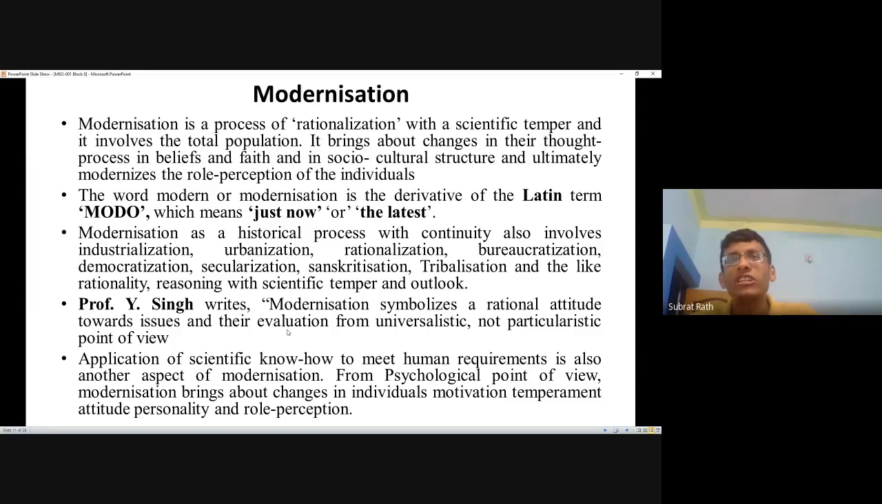Professor Yogendra Singh, who was my professor at JNU, has written a book, Modernization of Indian Tradition, where he mentioned that modernization symbolizes a rational attitude towards issues and their evaluation from a universalistic and not a particularistic point of view. That means he is trying to show modernization is something that is represented by all, acceptable by all. That is the view of all, not a single person. So, application of scientific knowledge to meet human requirements is also another aspect of modernization. We are trying to fulfill our needs by taking help of science.